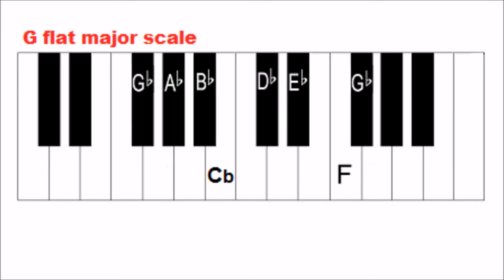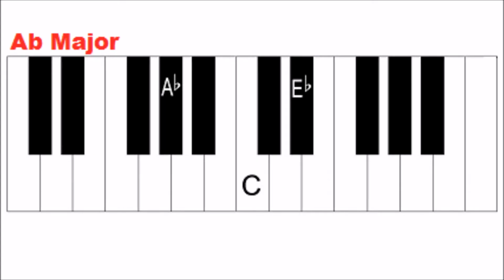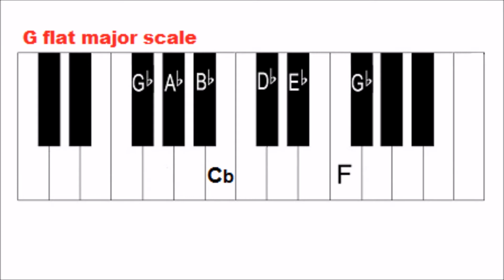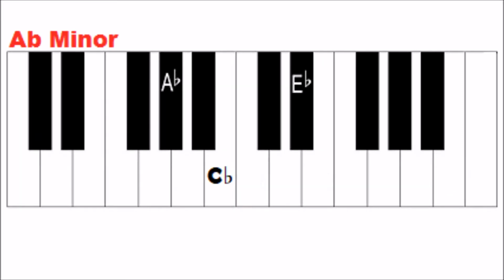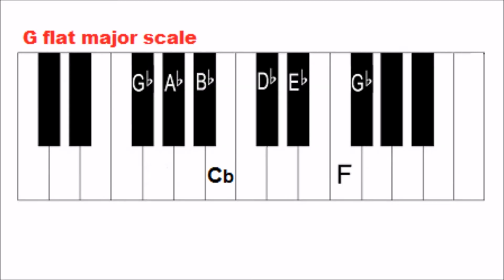Let's move to the note A flat. What chord should we play? It cannot be A flat major because the notes of the A flat major chord are A flat, C, and E flat. Neither can it be A flat diminished because the notes of the A flat diminished chord are A flat, C flat, and E double flat. It has to be A flat minor, consisting of the notes A flat, C flat, and E flat, which are all in the G flat major scale.